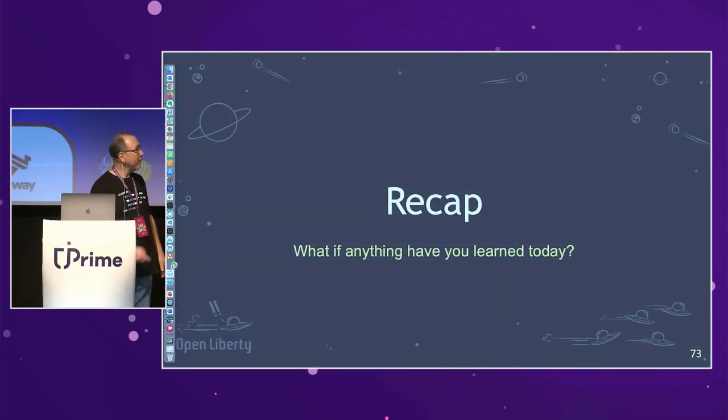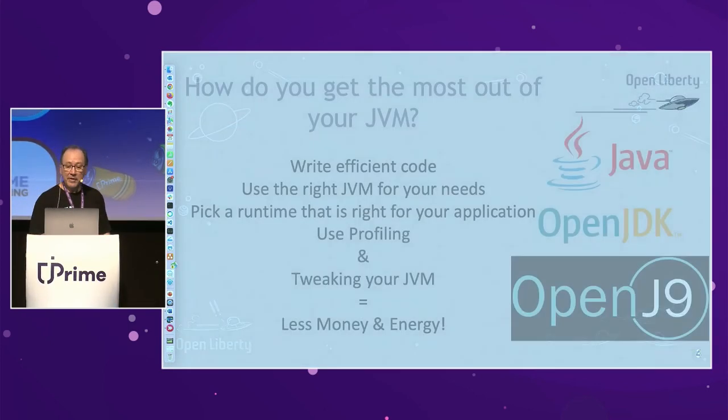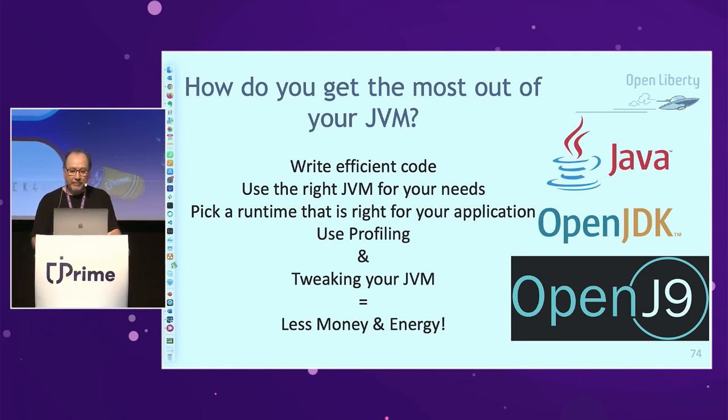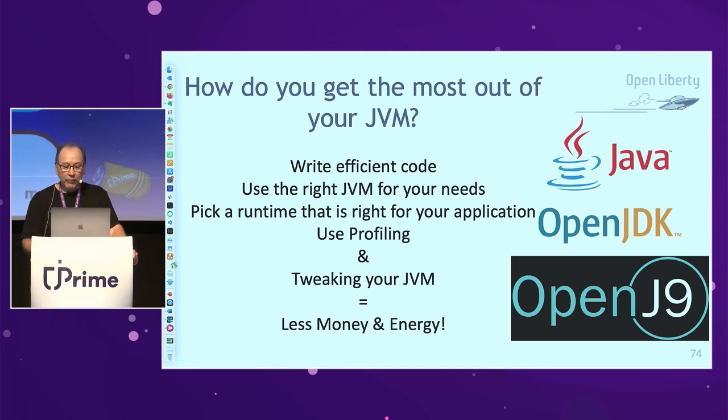That kind of ends the talk, but I want to go through a recap of what we should have learned. I don't know if I explained it correctly, but let's go through this real quick. One, do your part as a developer and write efficient code. Pick the right JVM and runtime that best fits your application. If your code can run with less resources, take advantage of that. Use profiling to find bottlenecks or issues and make your code more efficient. And lastly, take advantage of the JVM features to improve efficiency and reduce resources.